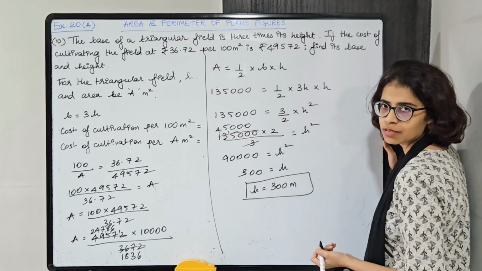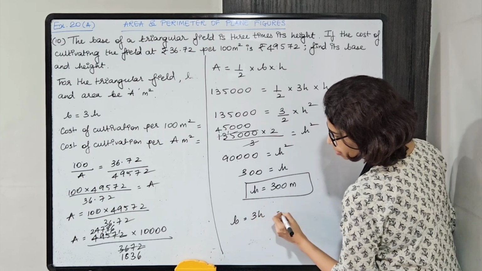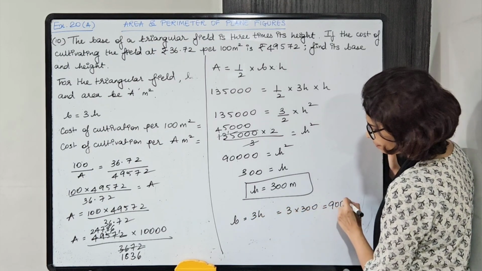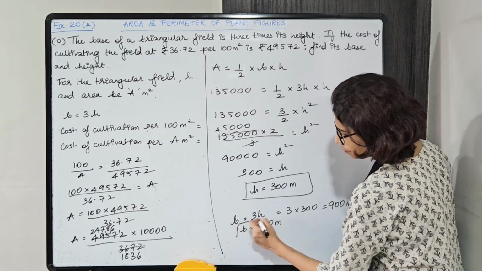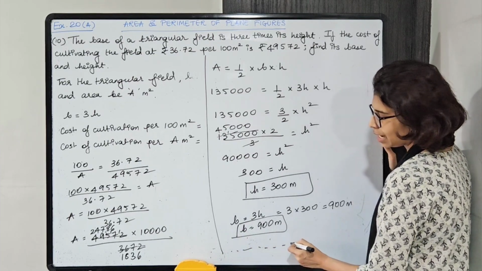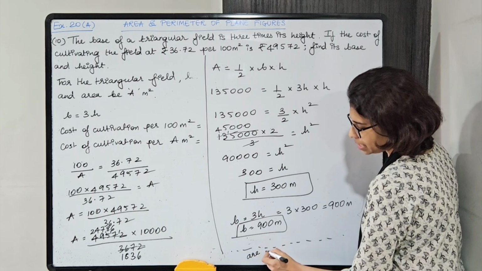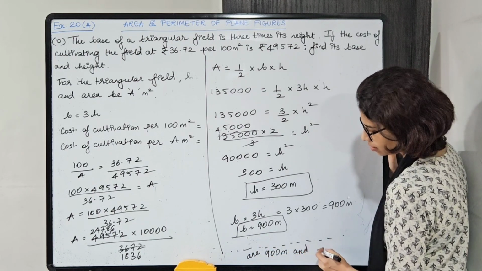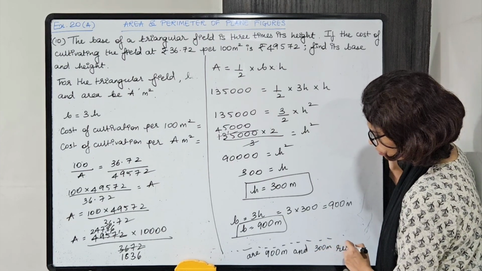Box the answer. Now we'll find out base. Base is equal to 3h, that is 3 into 300, which is 900. So base is 900 meters. ये भी box कर दो. Write down the final statement. The base and height of the triangular field are, base is 900 and height is 300 respectively. Don't forget this word.